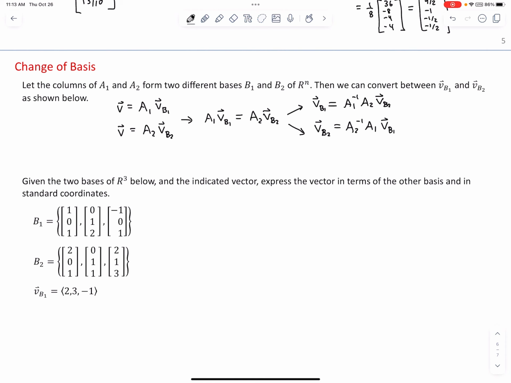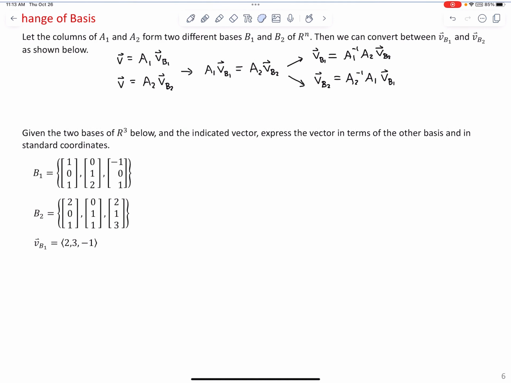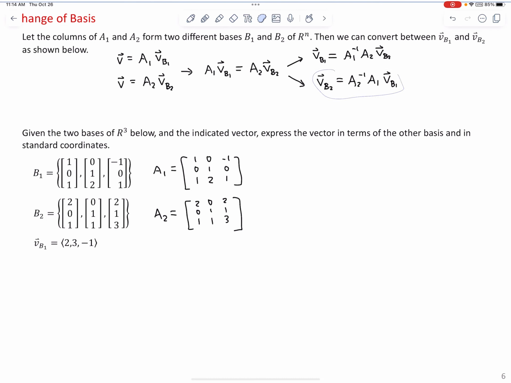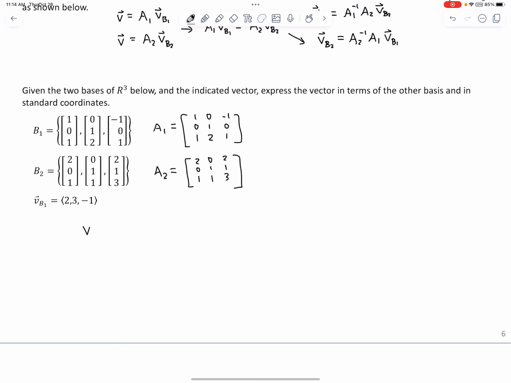All right, so given the two bases of R3 below and the indicated vector, express the vector in terms of the other basis and in standard coordinates. So we have the vectors that are in both bases. Hence, we know the matrices A1 and A2. A1 would be, and matrix A2 would be. And we're given the B1 coordinates of the vector. So we're looking for the B2 coordinates of the vector. So I'm going to use this formula in particular. The B2 coordinates of the vector can be found by doing the inverse of A2 times the matrix A1 times the B1 coordinates of the vector.